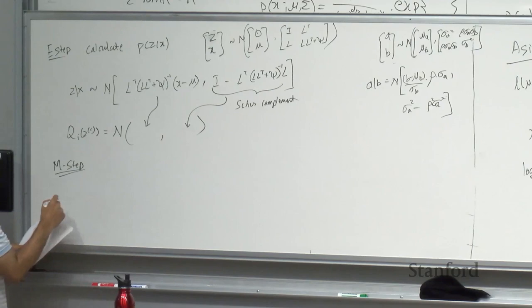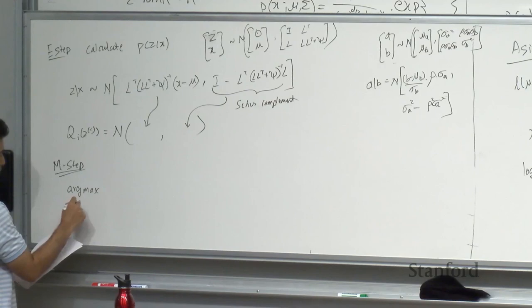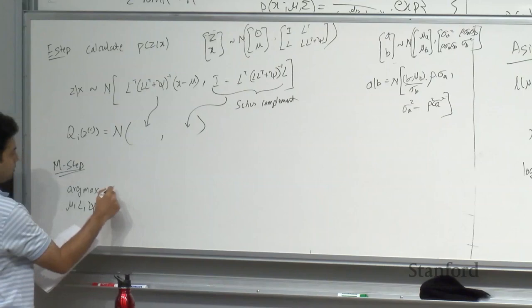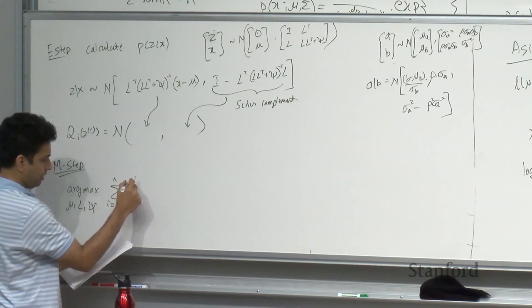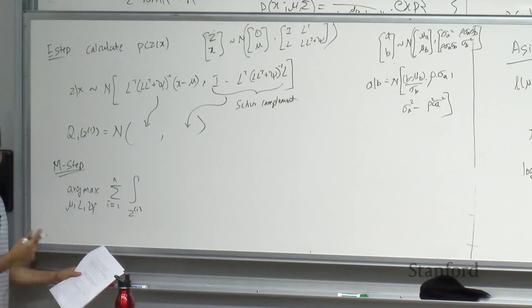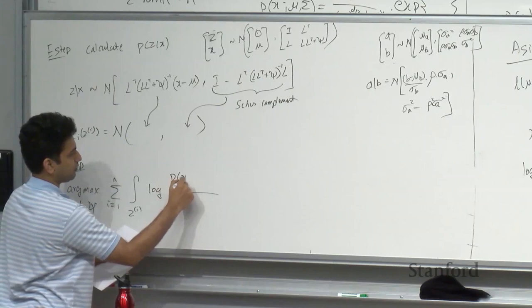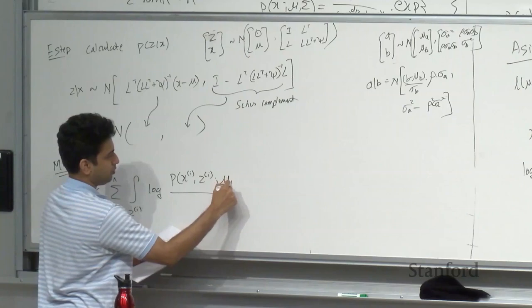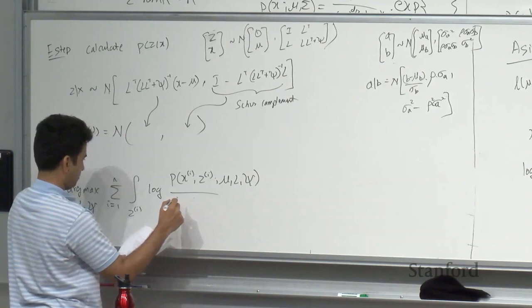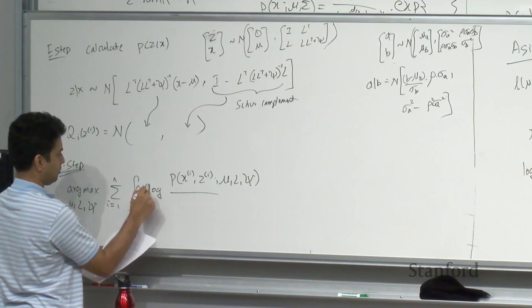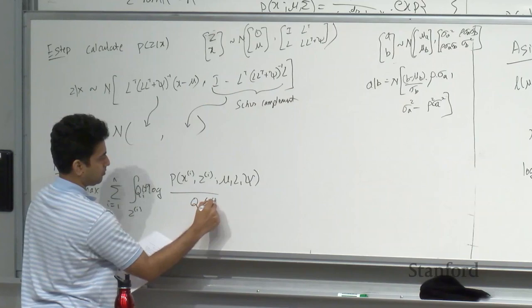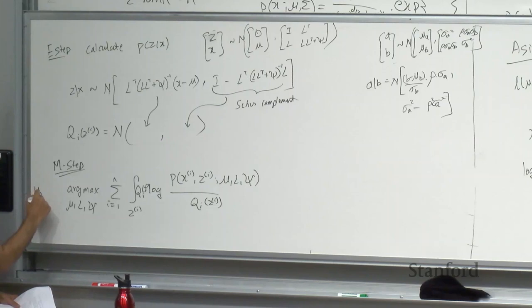In the M step, we want to do argmax over mu, L, psi of the ELBO, right? So sum over i equals 1 to n. And now we will have an integral over z_i. In place of the summation over k different clusters, we instead have an integral over the z space of log p of x_i, z_i parameterized by mu, L, psi, divided by q_i of z_i. Right? So this is the M step.